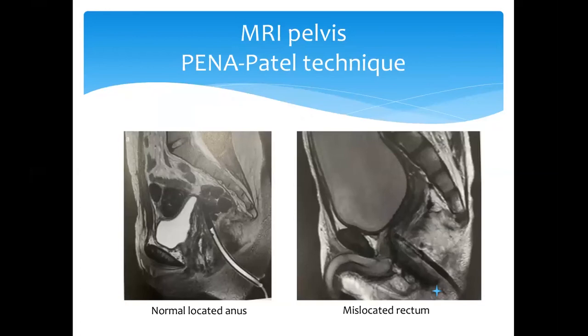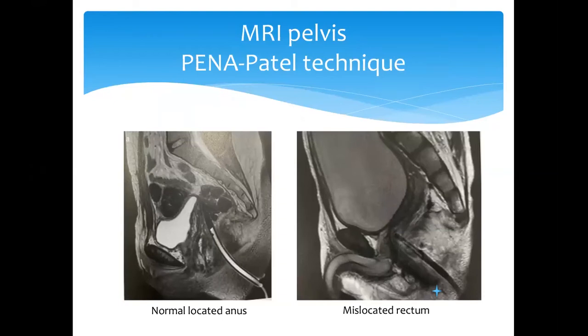MRI pelvis. It's a very interesting modification done by Dr. Pena and his colleague, Dr. Patel, his radiologist. Instead of just doing a plain MRI pelvis, they insert a catheter through the anus or the new anus in order to eyeball exactly the rectal lumen in relation to the muscle sphincter.